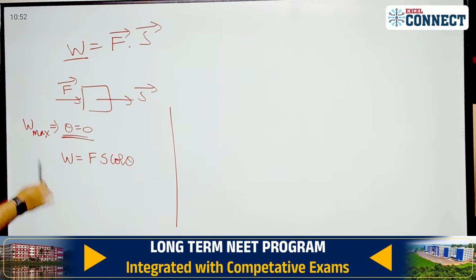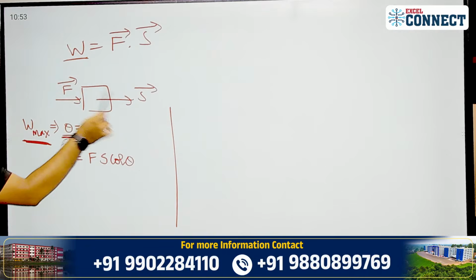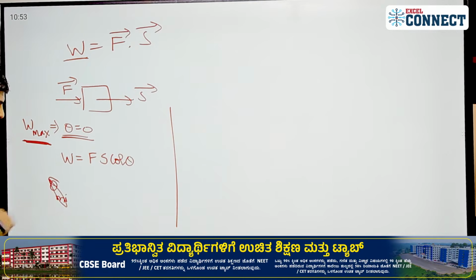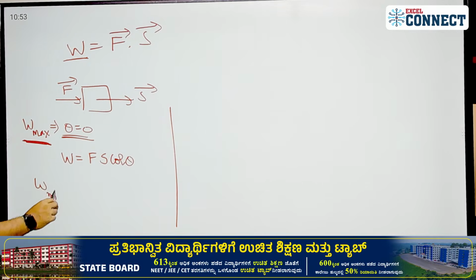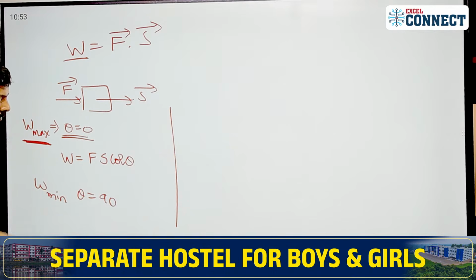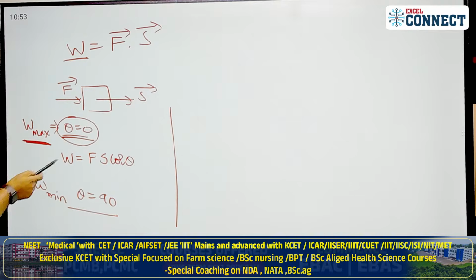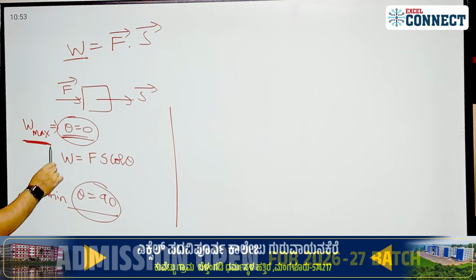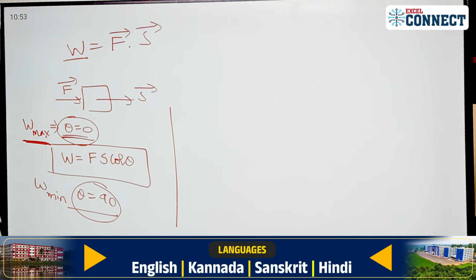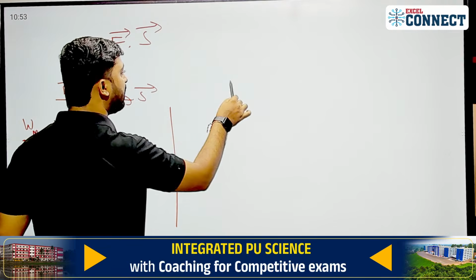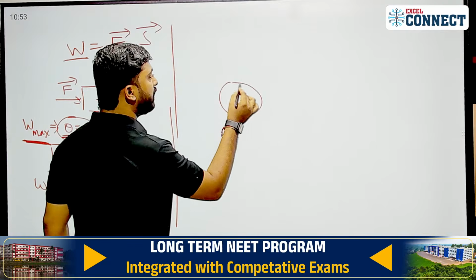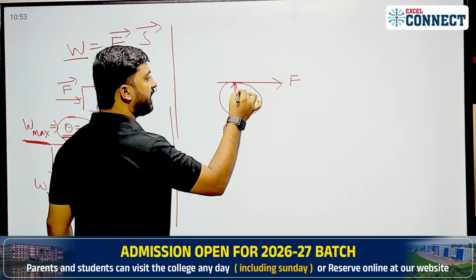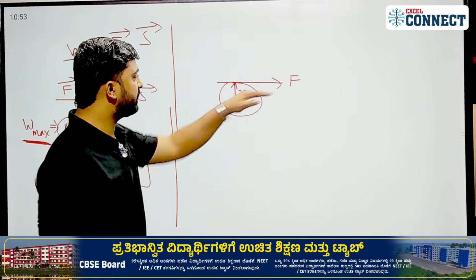In physics, a few quantities are maximum when two vectors are in the same direction, and work done is minimum when theta is 90. If a physical quantity is maximum when theta is 0 and minimum when theta is 90, then it comes under dot product multiplication. But when we are rotating a body, this is the force and this is the center point, and this is R. This is F, this is R.